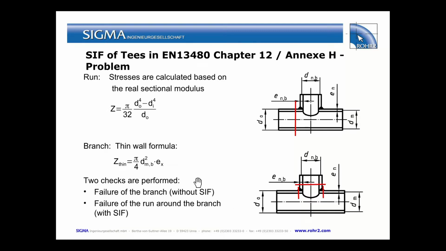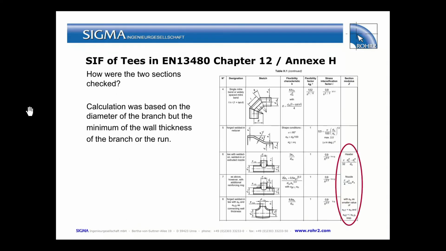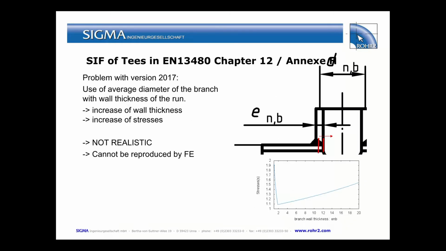And this is realized by using the thin wall formula for the sectional modulus with a virtual wall thickness EX. This is specified in Annex H in table H1 with the column sectional modulus, which is different for the header and for the nozzle. And for the nozzle there is this different wall thickness EX, once for the branch and once for the run around the branch.